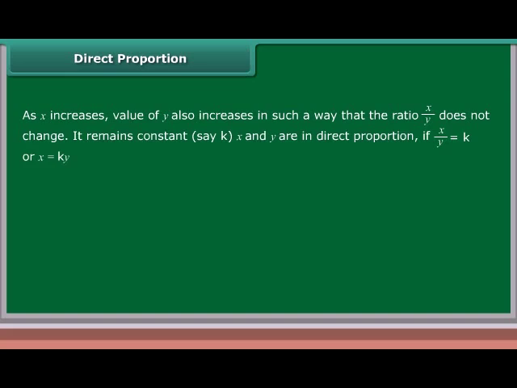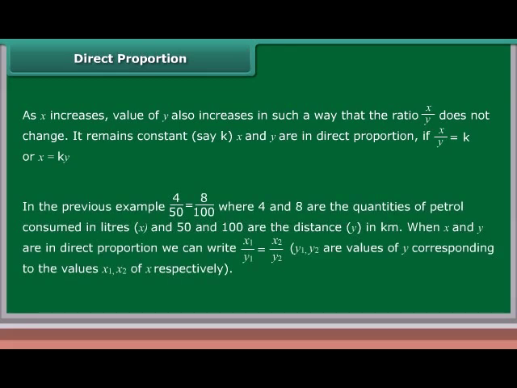X and Y are in direct proportion if X upon Y is equal to K, or X is equal to KY. In the previous example, 4 upon 50 is equal to 8 upon 100, where 4 and 8 are the quantities of petrol consumed in liters, X, and 50 and 100 are the distance Y in kilometers. When X and Y are in direct proportion, we can write X1 upon Y1 is equal to X2 upon Y2. Y1, Y2 are values of Y corresponding to the values X1, X2 of X respectively.